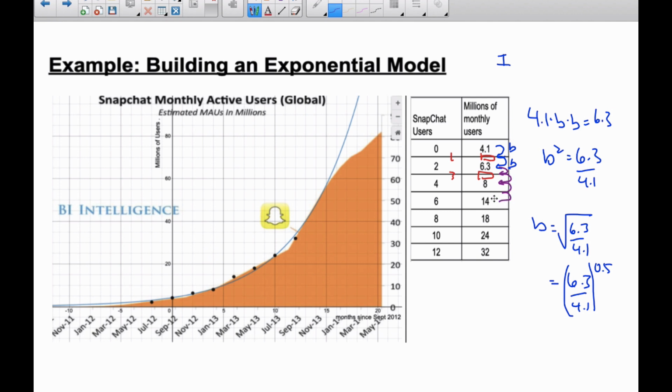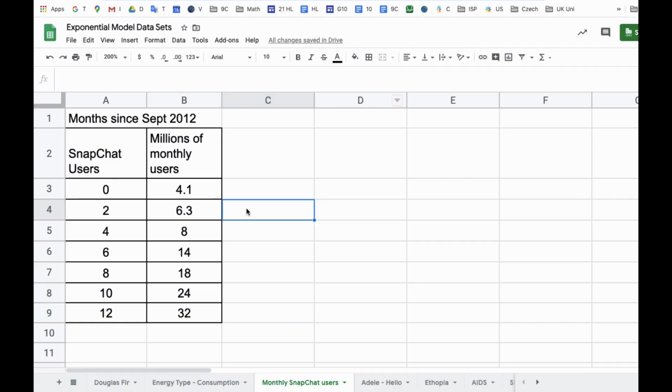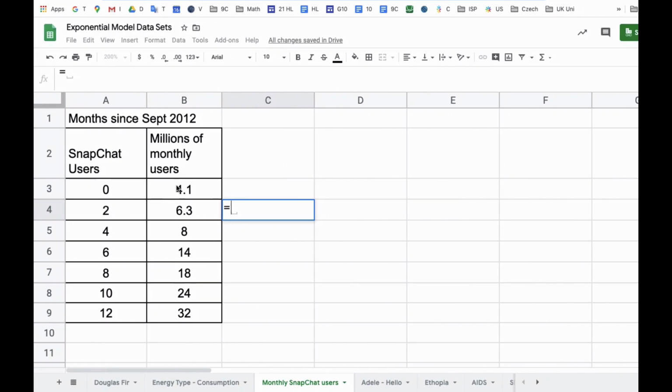I'm going to do the same repetitive calculation. So in order for me to do this calculation, I'm going to use a spreadsheet and try and do it in a fairly efficient manner. To use a spreadsheet, I go equal to, and I know it's 6.3 divided by 4.1. I'll put it in parentheses. I'm going to click on the cell B4, divide by B3, close my parentheses, put it to the power of 0.5, and I get 1.24.